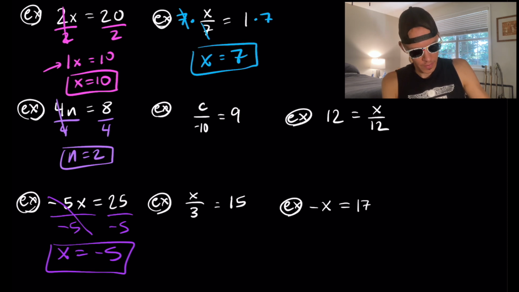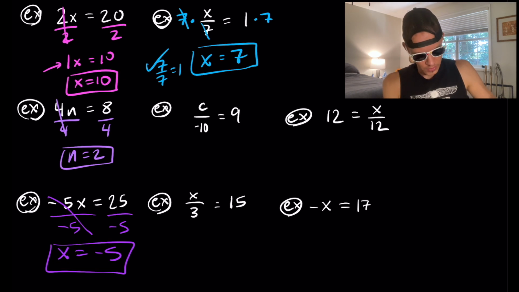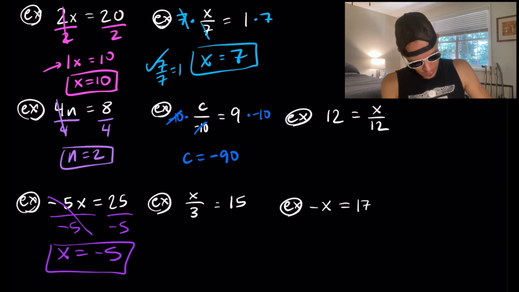And that makes sense. Remember, plug it back in if you're not sure. 7 divided by 7 equals 1. Well, 7 over 7 is definitely 1, so that looks good. Okay, c divided by negative 10 equals 9. So again, I'm going to undo that divide by negative 10 by multiplying by negative 10 on both sides. Okay, so these will cancel out, and I'll have c is equal to 9 times negative 10, which is negative 90.